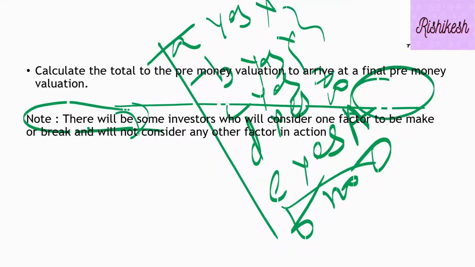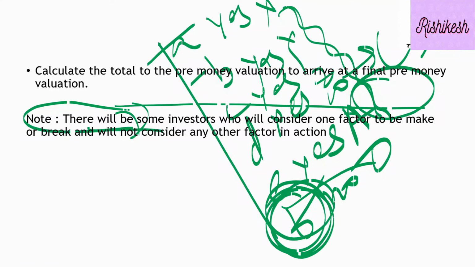So maybe the summation of all these values comes out to be very high, or very attractive for the investors, but there will be some investors who will consider some particular point. Let us suppose he or she considered this point F, which for him or her is very important to invest, but on this factor F you have got a no, so your value is 0. So this can be a case.